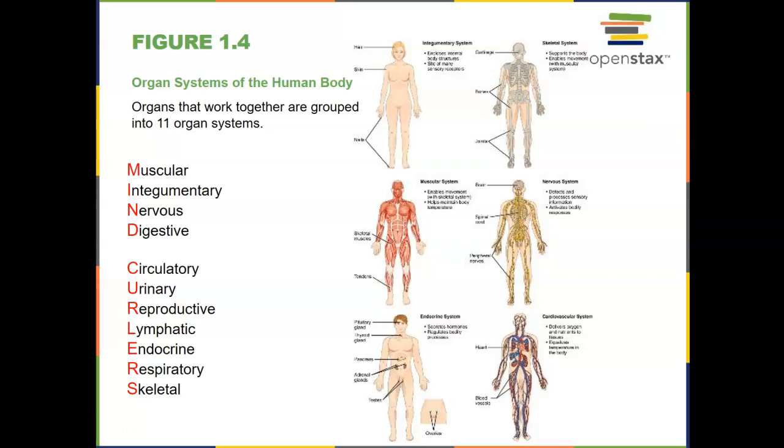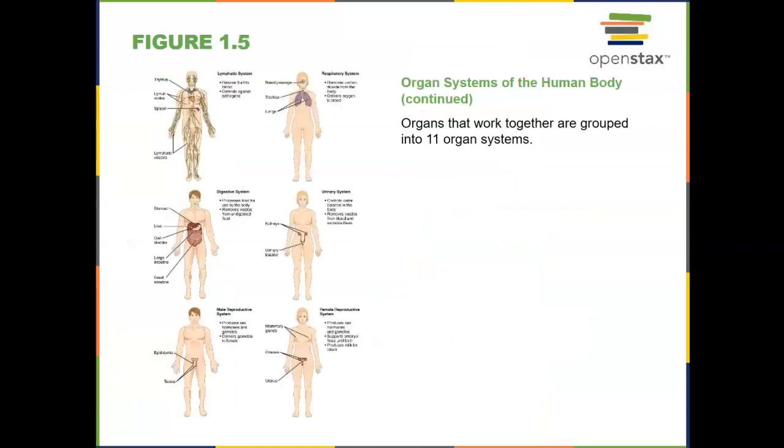And the way we remember the names of all the organ systems is using this little anagram, MIND CURLERS. Muscular, integumentary, nervous, digestive, mind. Circulatory, urinary, reproductive, lymphatic, endocrine, respiratory, and skeletal, curlers. So if you can write out mind curlers and then identify each word with the initial letter, you'll know all 11 systems of the human body. So again, I'm going to step forward because these are really small.